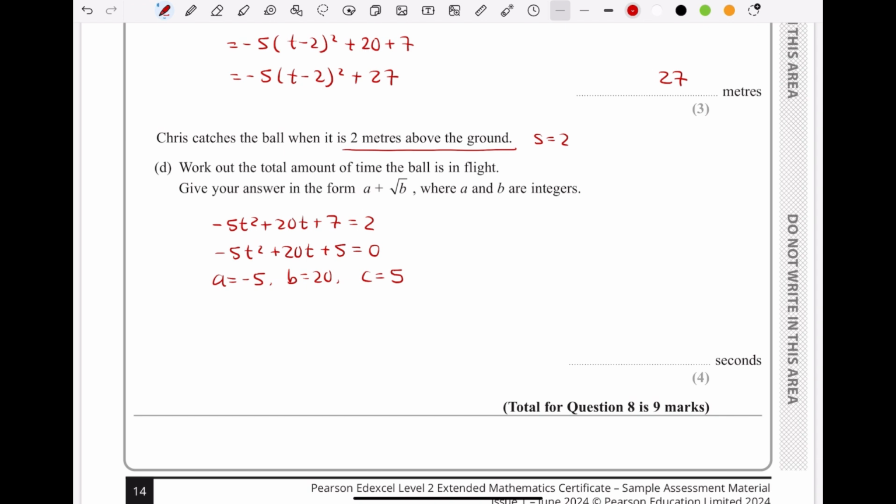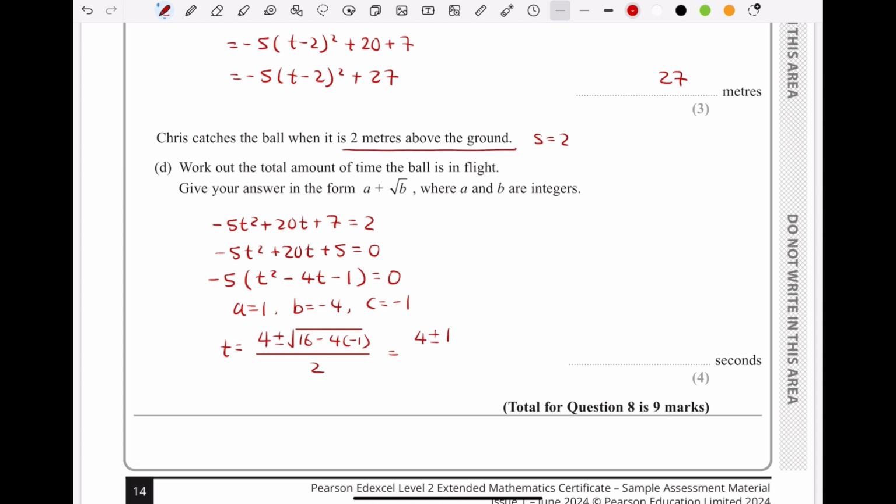I probably don't want to use these big numbers, especially if I know there is a common factor of 5 I can take out. So what I can do is factorize out negative 5. Looking at the bracket, I know a is 1, b is negative 4, c is negative 1. By using the quadratic formula, we can find t is 4 plus minus root 20 over 2. By simplifying, we will get 2 plus minus root 5. And because t is greater than 0, therefore t is 2 plus root 5. And that is our final answer.